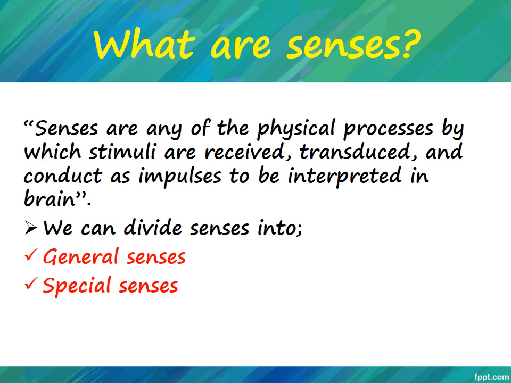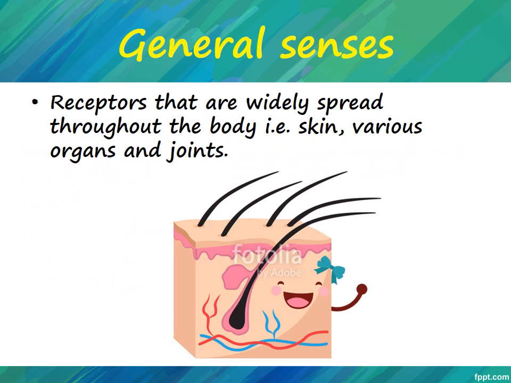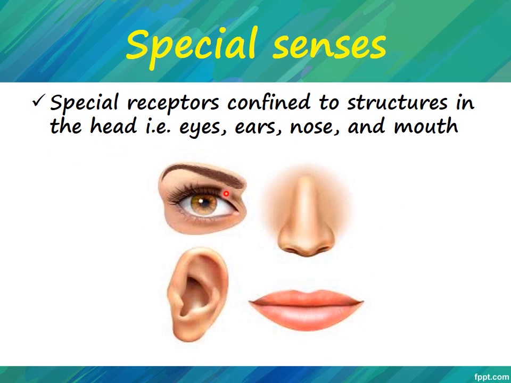We can divide the senses into general senses and special senses. The general senses are the receptors that are widely spread throughout the body. They include the skin, various organs, and joints. Here you can see the skin receptor. Whereas the special receptors are confined to the structures in the head, that is the eyes, ears, nose, and mouth. These are the special type of receptors that are present over these areas.